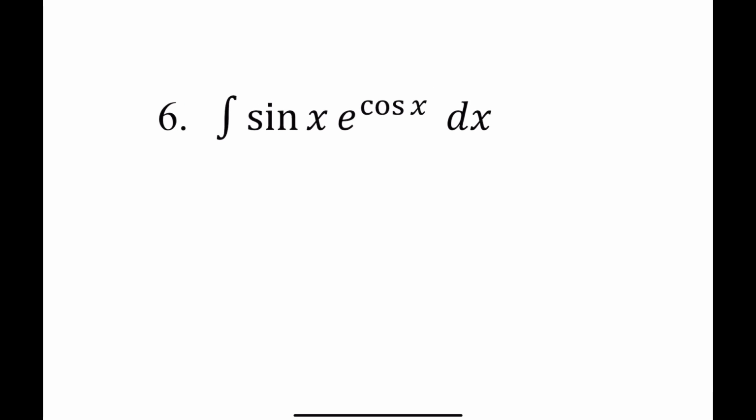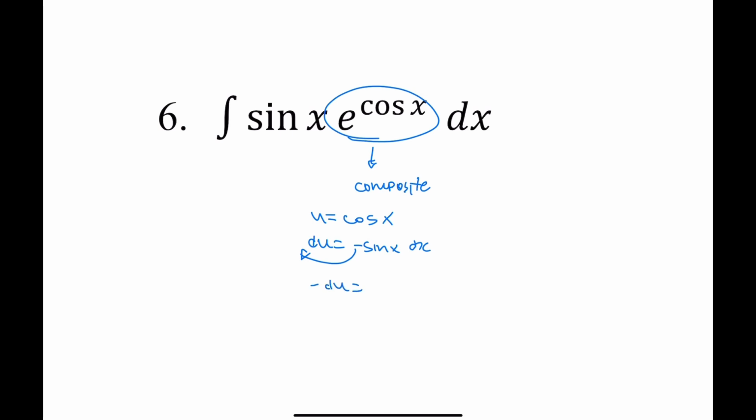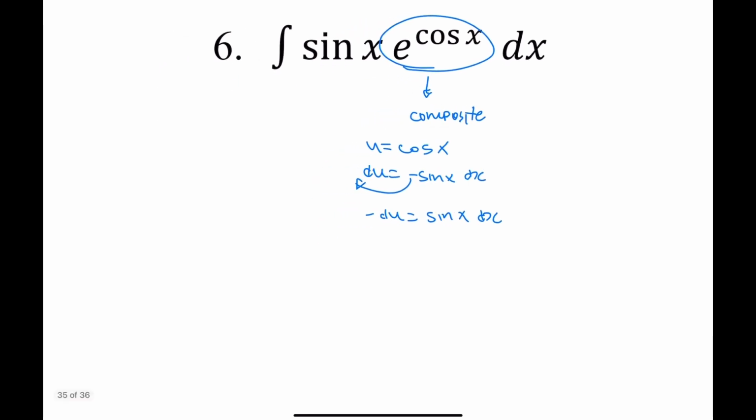the integral of sine x times e to the cosine x dx. So again, this one is a composite, y equals e to the x, and then just cosine x. Cosine x is the inside function, so u equals cosine x, du equals negative sine x dx, and we have a similar shape here, so the negative is going to be divided on both sides, so negative du equals sine x dx. Okay, so we'll plug this back in.